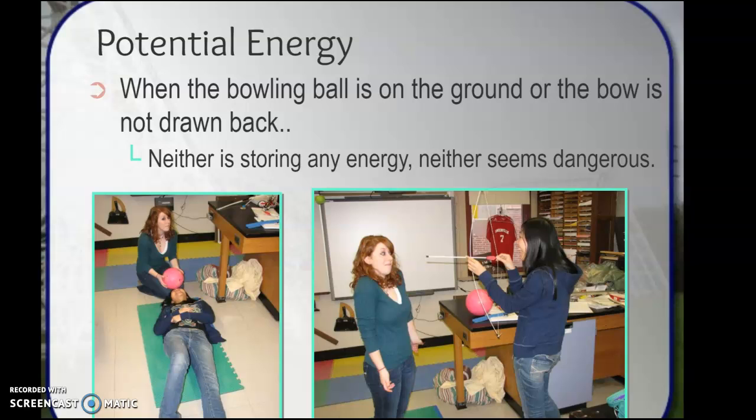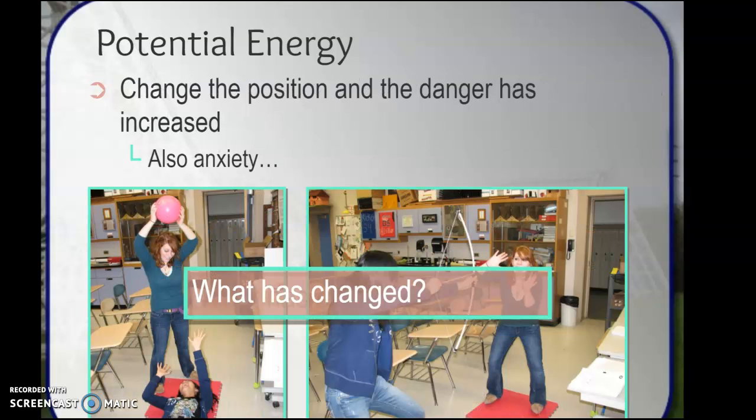So neither is storing any energy, and neither seems that dangerous. Right? We can see that the bowling ball is pretty close to the ground or that person's face, and the bow and arrow doesn't seem all that powerful. It doesn't seem like there's a lot of energy. It doesn't seem that dangerous.